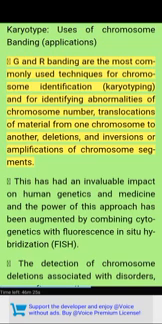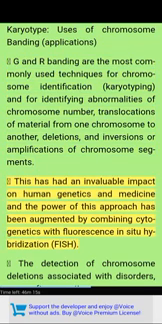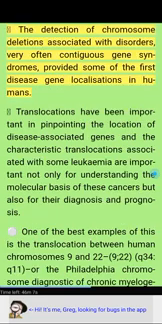G and R banding are the most commonly used techniques for chromosome identification, karyotyping, and for identifying abnormalities of chromosome number, translocations of material from one chromosome to another, deletions, and inversions or amplifications of chromosome segments. This has had an invaluable impact on human genetics and medicine, and the power of this approach has been augmented by combining cytogenetics with fluorescence in situ hybridization, FISH. The detection of chromosome deletions associated with disorders, very often contiguous gene syndromes, provided some of the first disease gene localizations in humans.